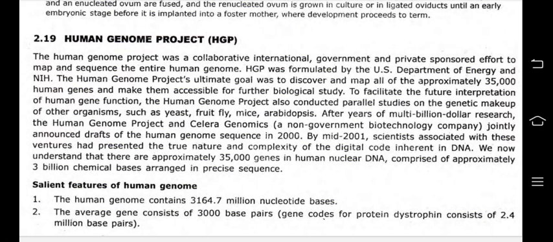After years of multi-billion-dollar research, the Human Genome Project and Celera Genomics, a non-government biotechnology company, jointly initiated drafts of the human genome sequence in 2000. By mid-2001, scientists associated with these ventures had presented the true nature and complexity of the digital code inherent in DNA. We now understand that there are approximately 35,000 genes in human nuclear DNA, comprised of approximately 3 billion chemical bases arranged in precise sequence.